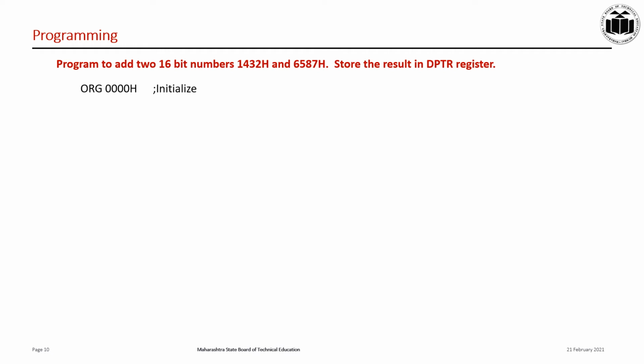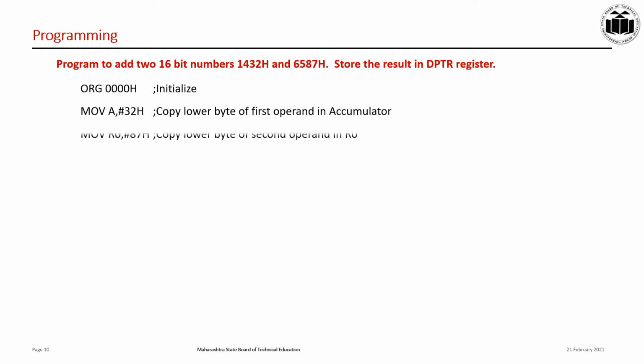ORG 0000H to initialize starting memory address. MOV A, #32H. This will copy lower byte of first operand in accumulator. MOV R0, #87H. This will copy lower byte of second operand in register R0. ADD A, R0. This will add lower byte of first operand with the lower byte of second operand stored in register R0. After addition, the result will be stored in accumulator.